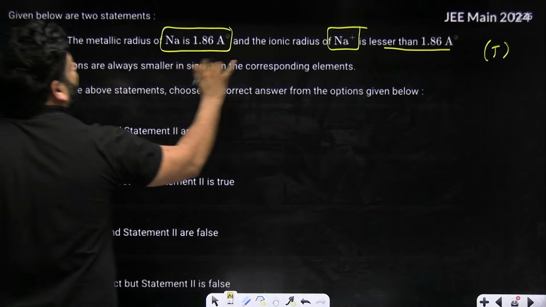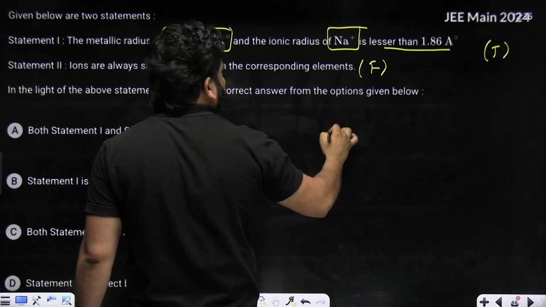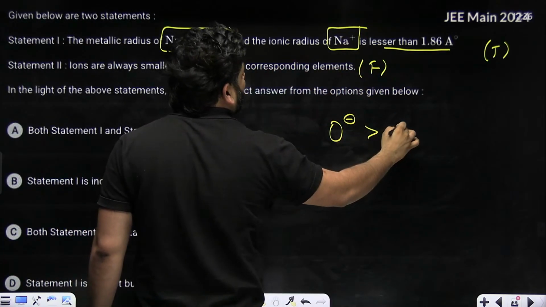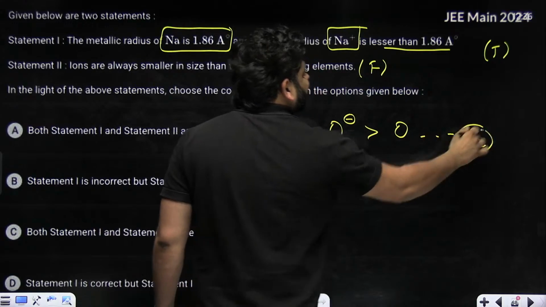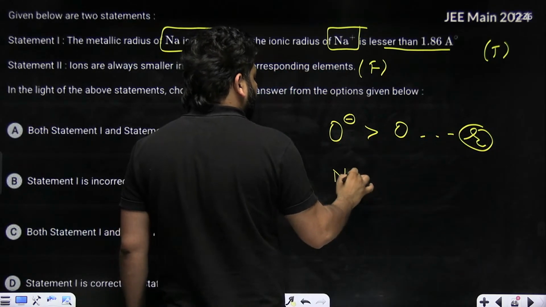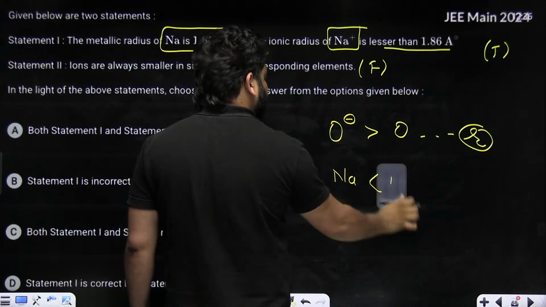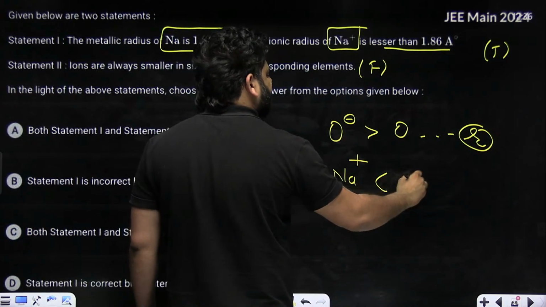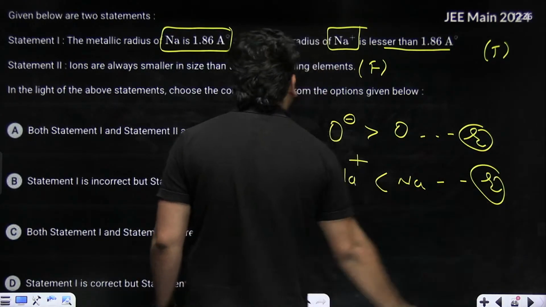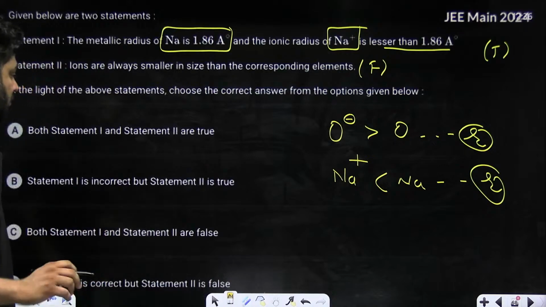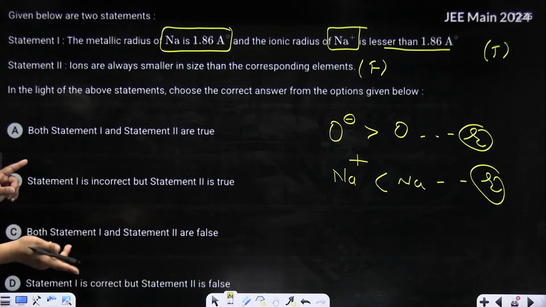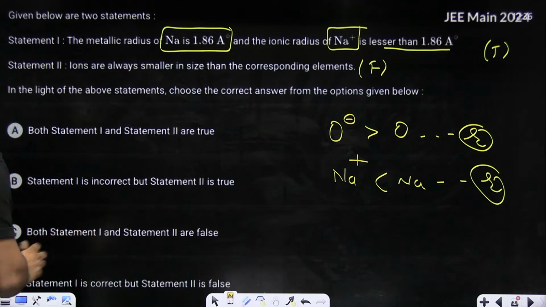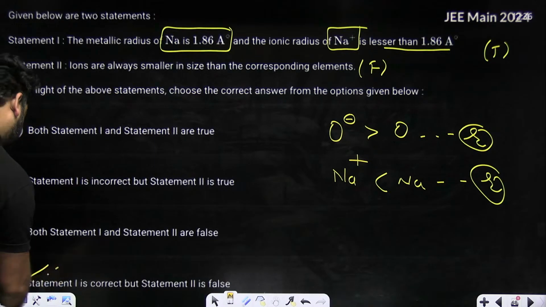No, this is not correct. This is a false statement, because the oxide ion has more radius than normal oxygen, but Na plus has lesser ionic radii than Na. The correct answer should be true and false. So I think this is correct, D.